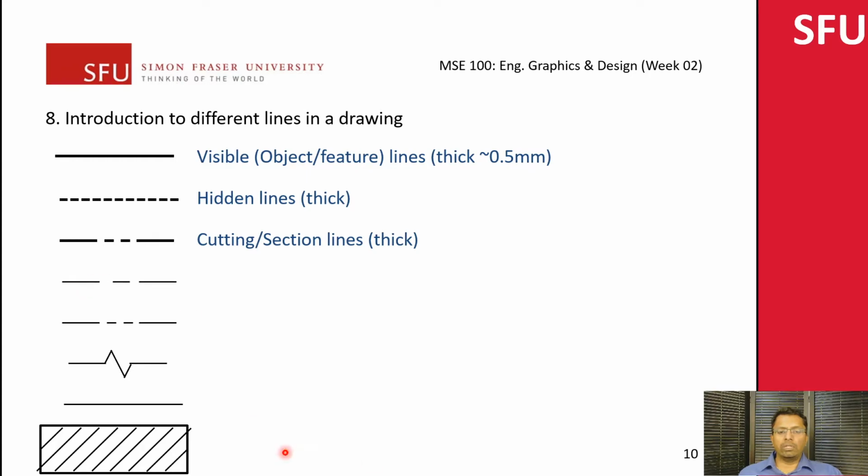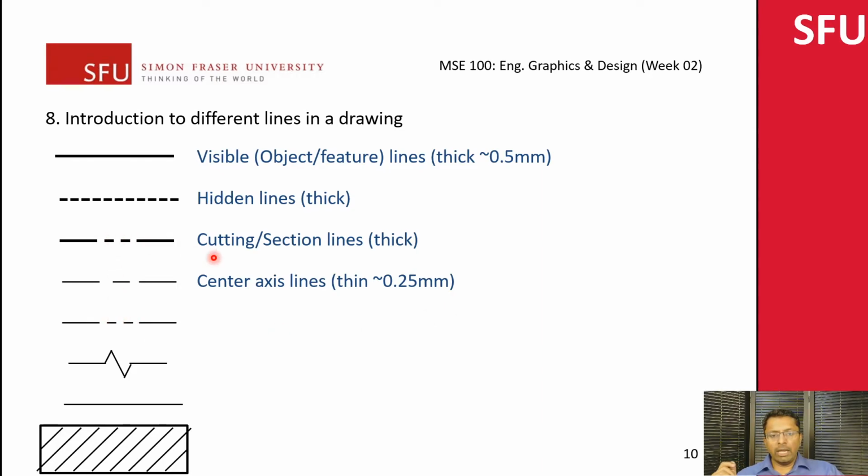The other line looks a little bit similar to the cutting plane line, except that it has one long line, a single short line, and a long line. This is known as a center or an axis line. Typically when you say thin line, it's usually about 0.25 millimeters thickness. I can't use a ruler to measure this, but as long as they're qualitatively thinner or lighter, it'll be fine.